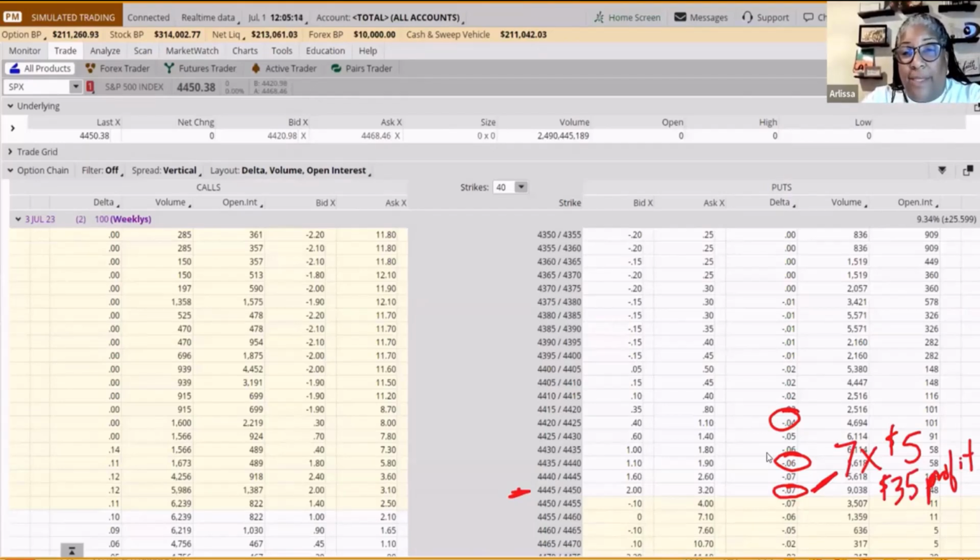So if you had a 7 delta for the spread, because remember, we're talking about the worth of the spread, not just the worth of a single leg, then you've got 7 delta. It's got to move $5.